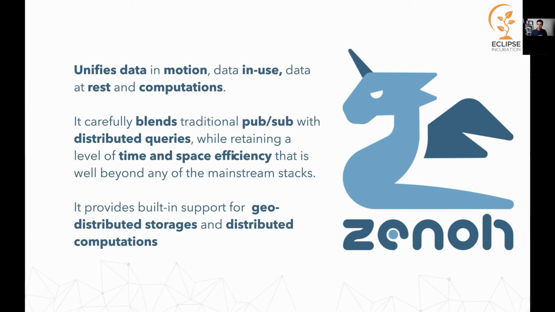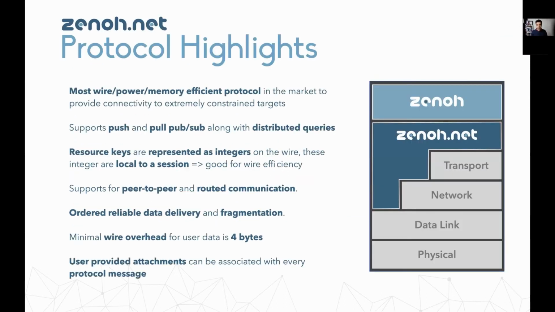Last but not least, we have 2 layers within this stack. One is a networking layer, and another one provides an abstraction for geo-distributed storages that makes it very easy, once again, not only to diffuse data, but to do distributed queries and fetch data in a completely location transparent manner. So what are some of the protocol highlights of Zenoh?